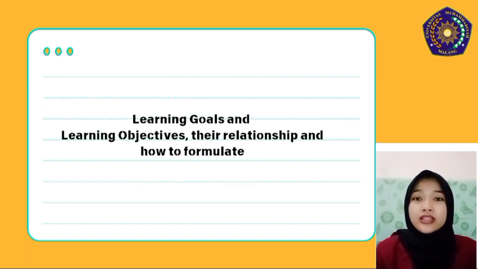I'm pretty sure that everyone already knows and has heard about learning goals and learning objectives, especially if you are a teacher. So, what actually are learning goals and learning objectives? Let's find out together.